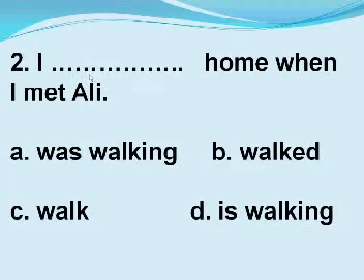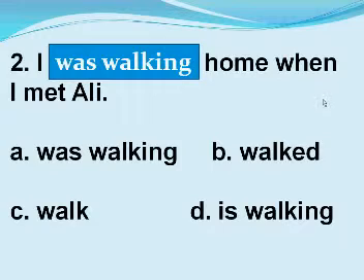Number 2, I was walking, or walk, or is walking home when I met Ali. We have 2 actions here. One was continuing when another action interrupted it. What do you think? It should be in the past continuous tense. I was walking home when I met Ali.